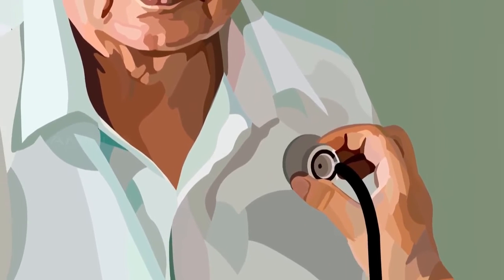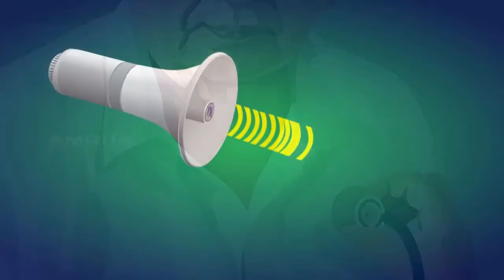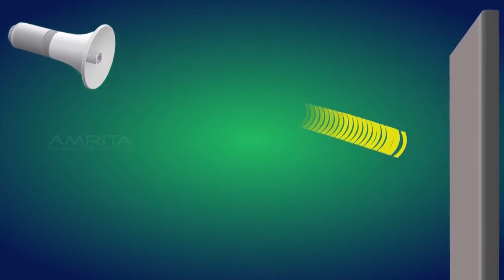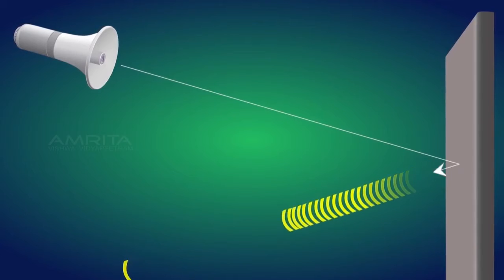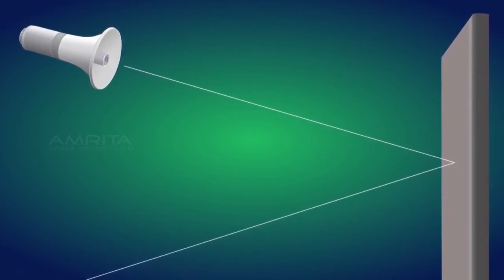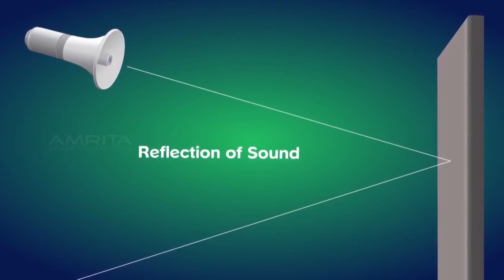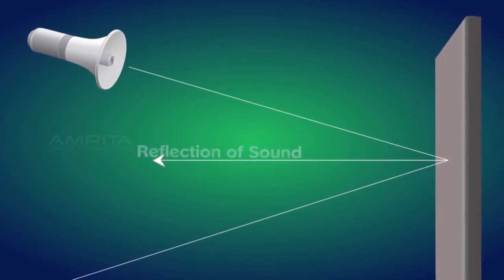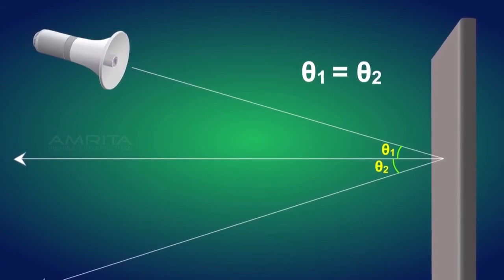To understand this, we need to know what reflection of sound is. When sound travels through a medium, it strikes the surface of another medium and bounces back to the original medium. This phenomenon is called the reflection of sound, which obeys the laws of reflection. The first law states that the angle of incidence is equal to the angle of reflection.